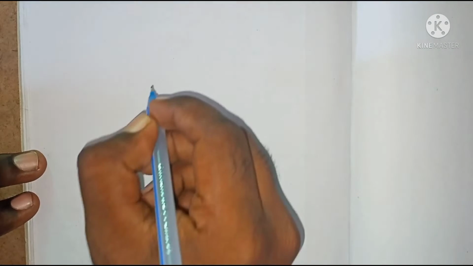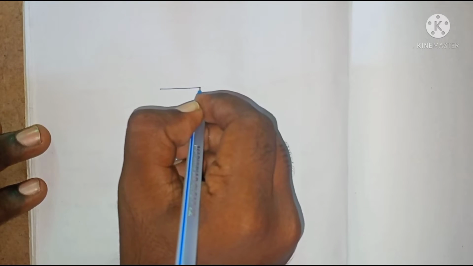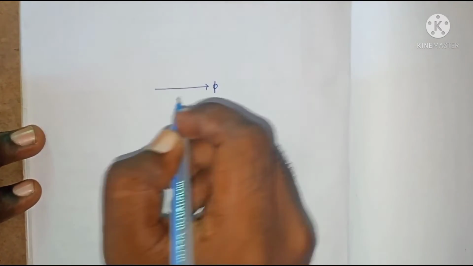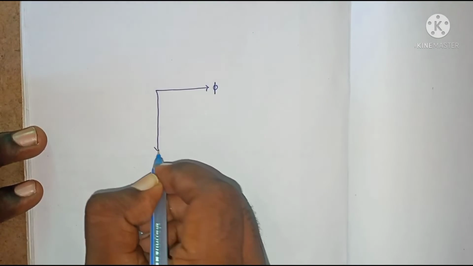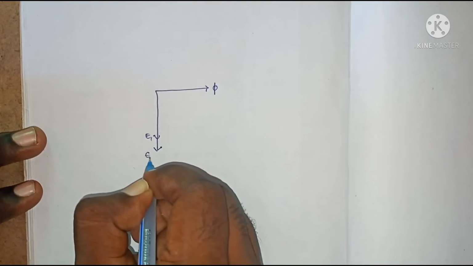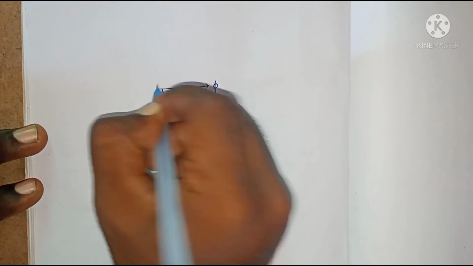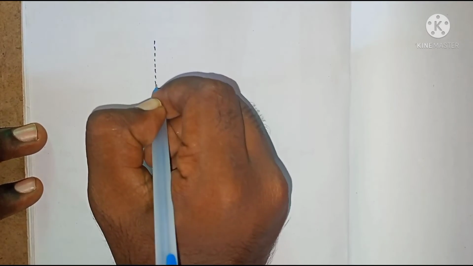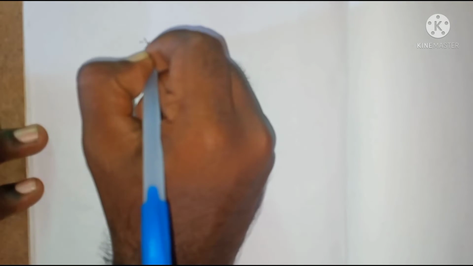Now let us discuss the phasor diagram of the no-load transformer. Let us take the flux phi as the reference, and we know that the induced EMF E1 lags it by 90 degrees. Now let us extend E1 in the reverse direction, that is, minus E1.